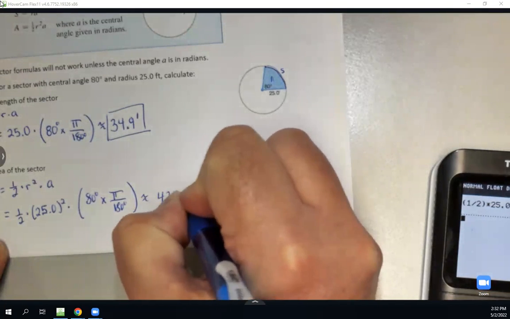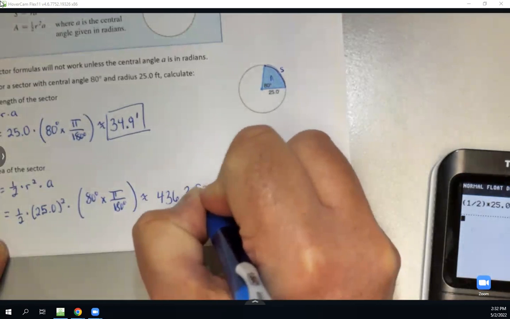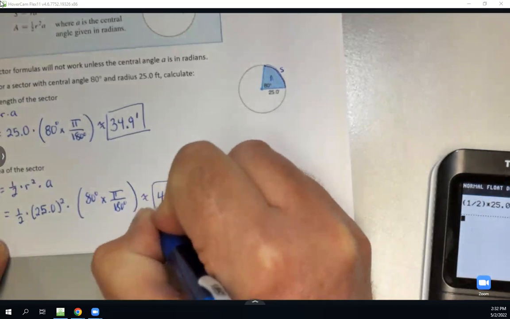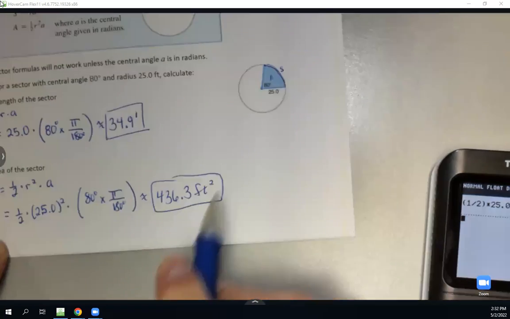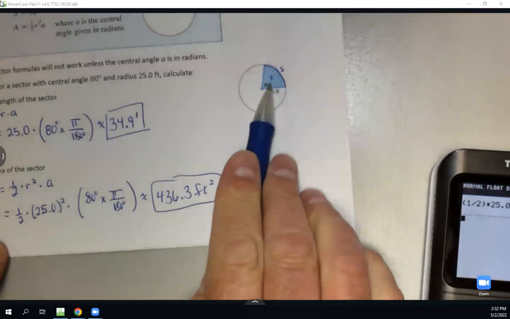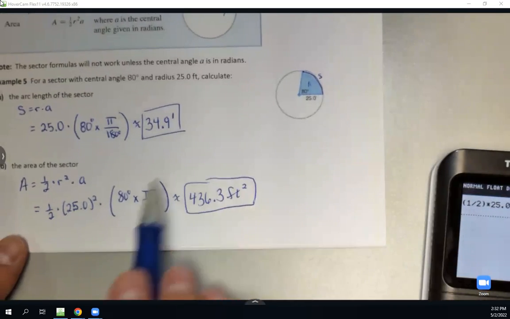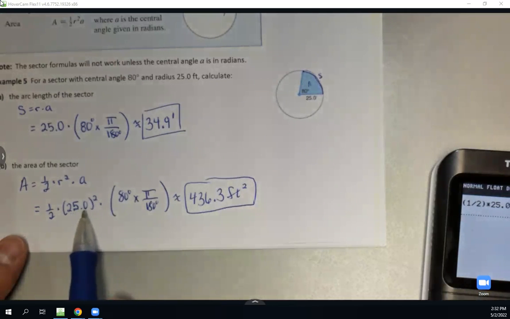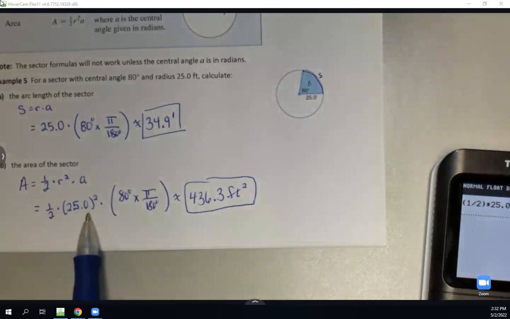I think I'll just round to the tenth place. Square feet. The units are square because it's area. Really it's 25 feet here that's being squared, and 25 feet squared is going to be square feet, right?